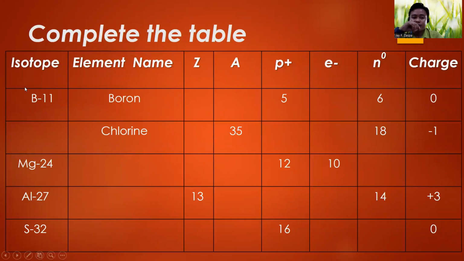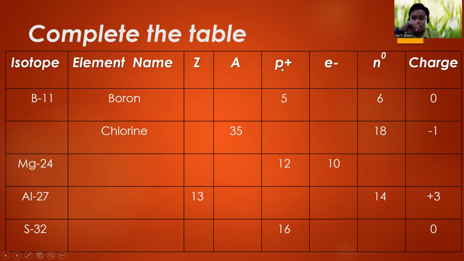Okay, I'll be giving you an assignment. This one is an isotope. We're going to fill in the missing numbers here. Like here, boron 11. Take note, the 11 here is the mass number. Sorry, the 11 here is the mass number. It's very easy to identify. 11 is the mass number. 24 is a mass number. 27 is the mass number. 32 is the mass number. So fill in.